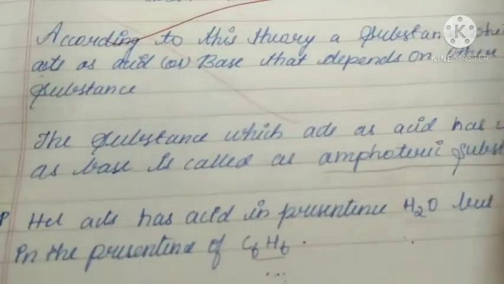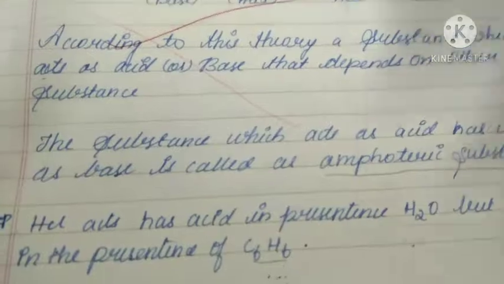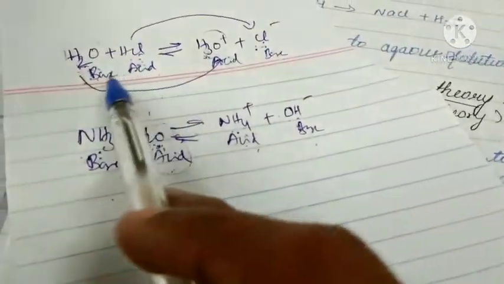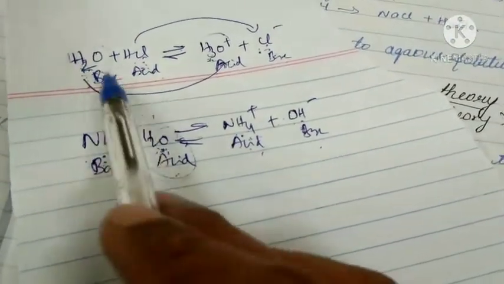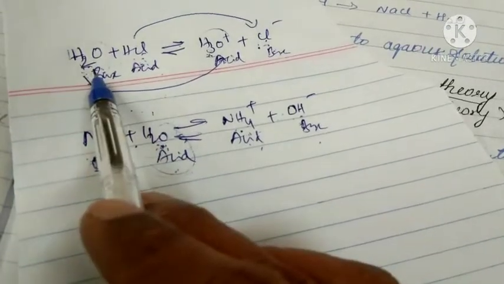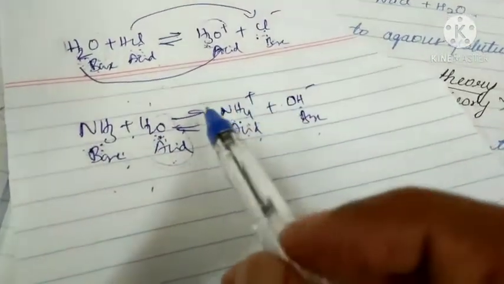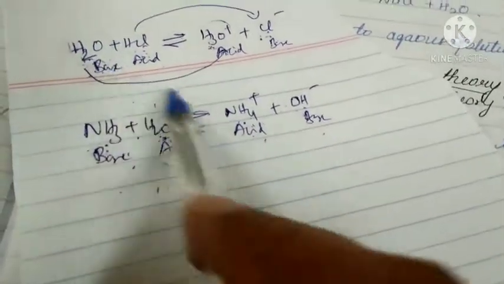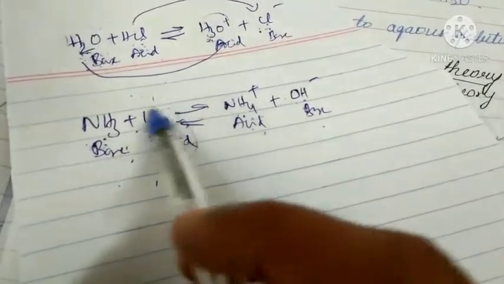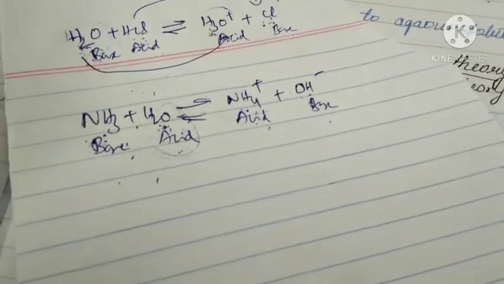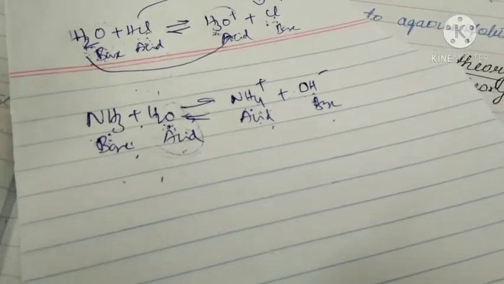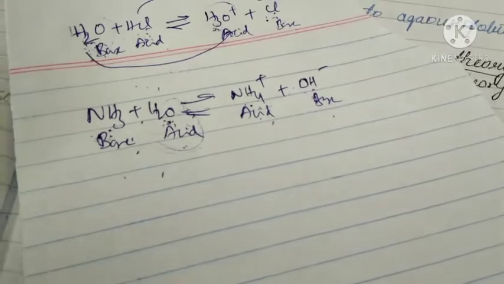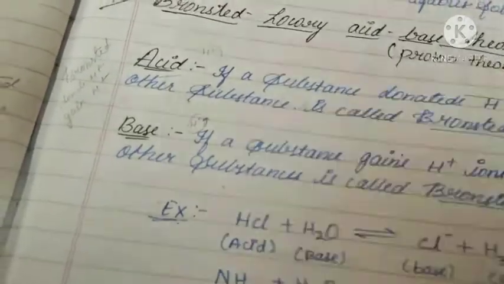Next, one more point. In these two examples, this is a base in this example. This is acid. Both are what? Water. So according to Arrhenius acid-base theory, if a substance acts as either acid or base, that substance is called an amphoteric substance. That substance is called what? Amphoteric substance. I hope you understand all these points. You have to remember all these points. Next one.